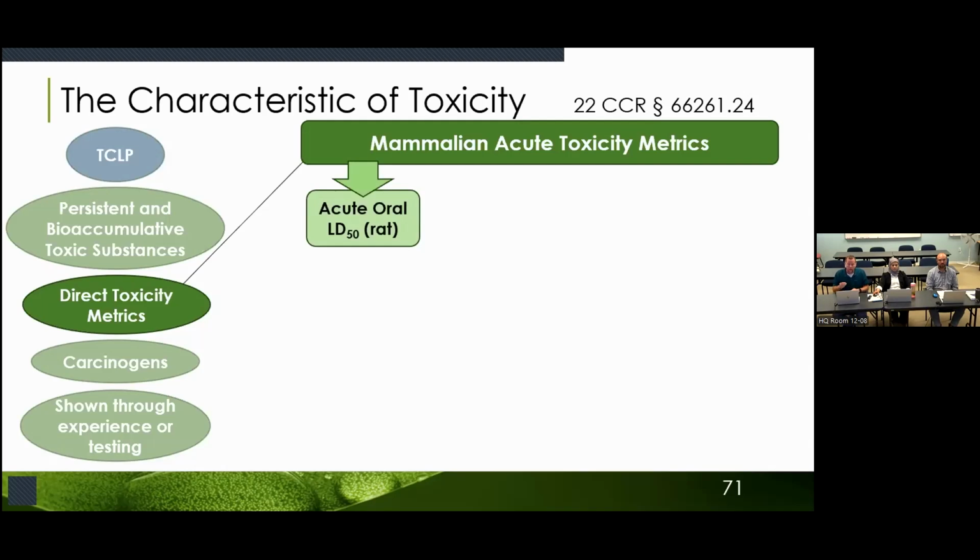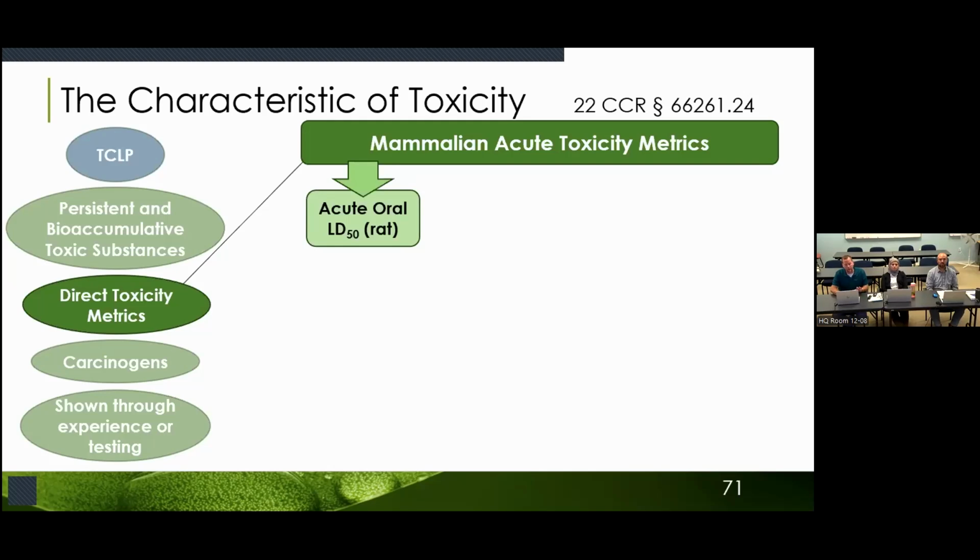That dose, the lethal dose for 50%, is the one that will kill half a test population of rats after a given amount of time. And this one is for the oral dose. In other words, the material is being fed to the rats.